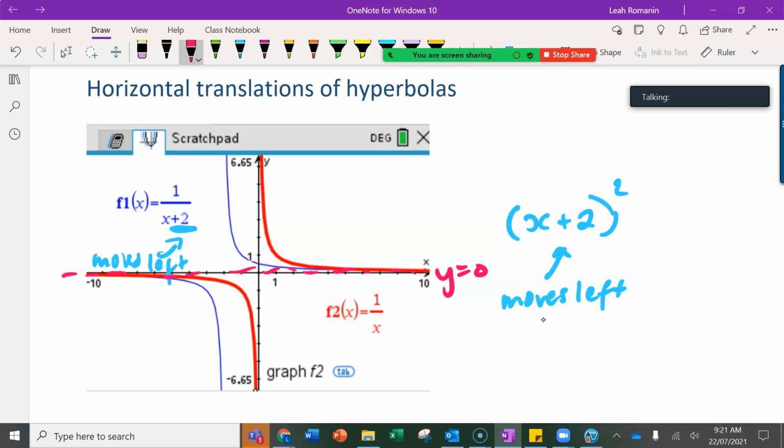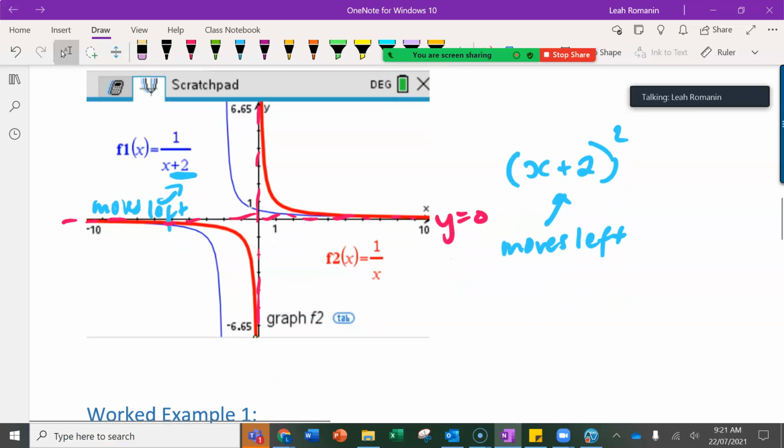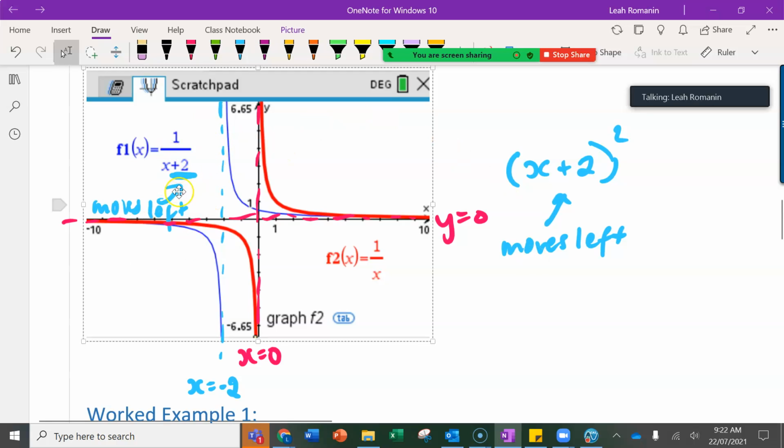But my normal graph has the asymptote at x equals 0, because remember the vertical ones are x equals, but my blue graph has moved over. My blue graph's asymptote is x equals -2. So if it's moved left 2 units, my x asymptote is going to be at -2. So whatever this number is on the bottom, it'll be the opposite sign and x equals that number.